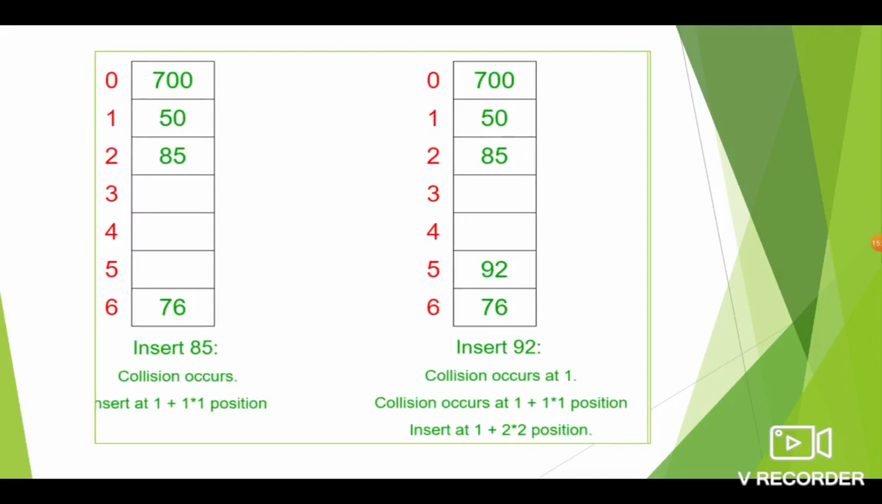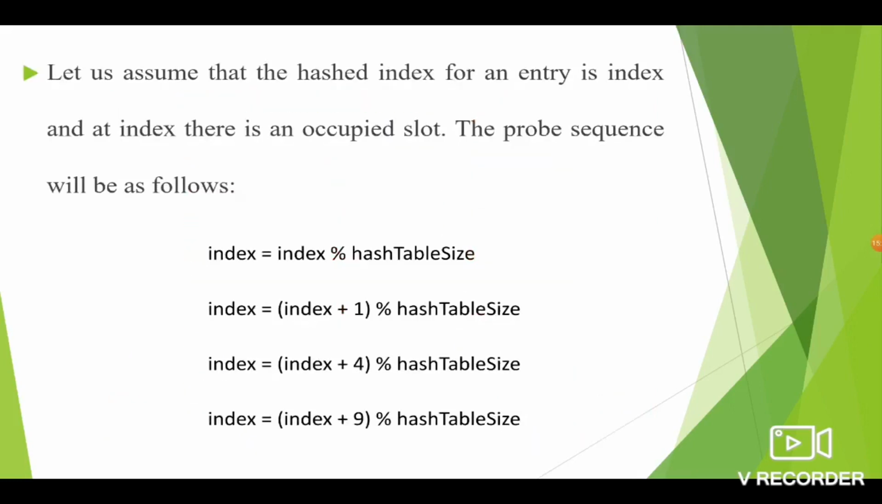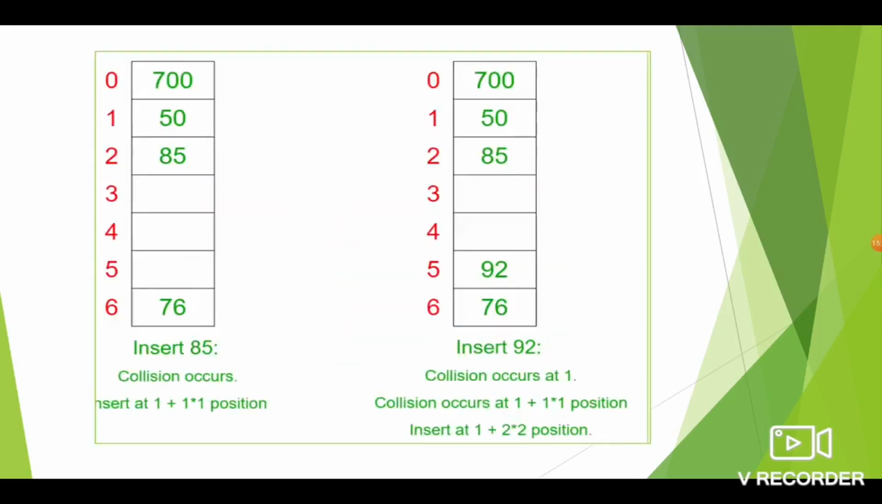Again, I am inserting the element 92. If it were linear probing, then 92 would be stored in the third index. But now we are doing quadratic probing. In quadratic probing, if the index modulus hash table size slot is full, we have to go with index plus 1 modulus hash table size. If that is also full, you have to go with index plus 4 modulus hash table size. That's why it is stored at 1 plus 4, so at index 5 we have stored the element 92.